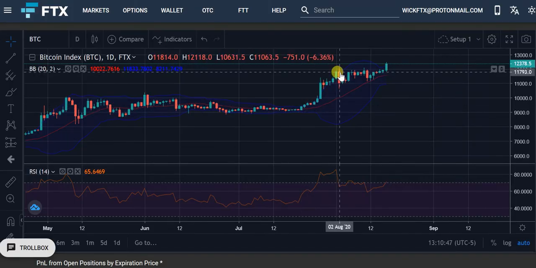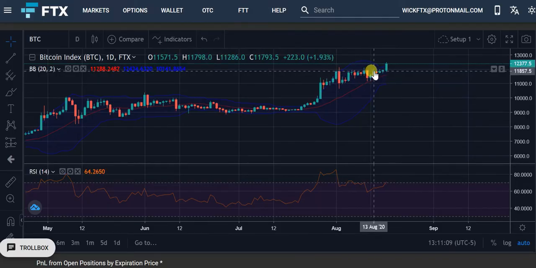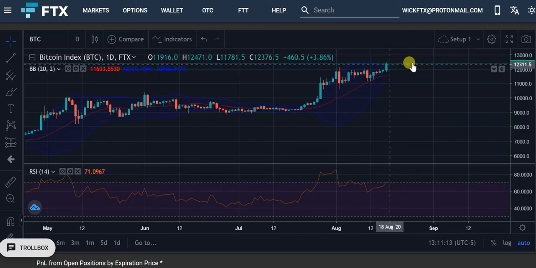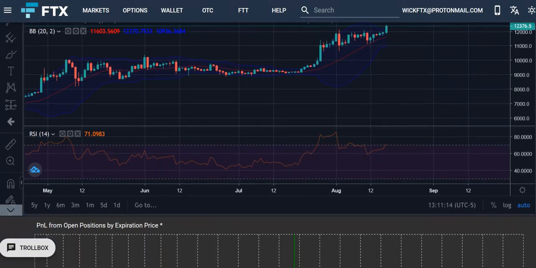Once we reached about 11,700, right about here, I did have a lot of followers ask me what I saw happening next. I did say to everybody that I saw sideways consolidation as we go into forming another squeeze, at which point we will break out to the upside. And as you can see, we have gone sideways, we have formed another squeeze, and today we have broken out to the upside.